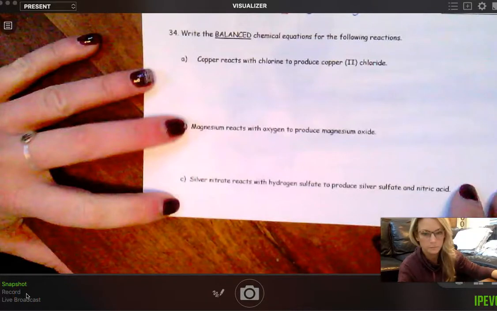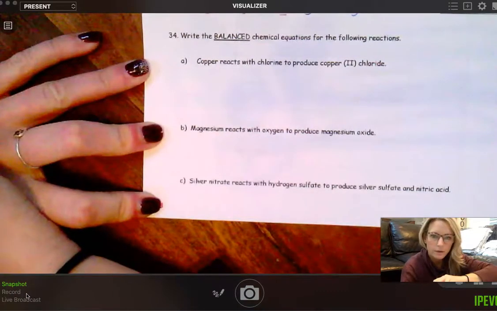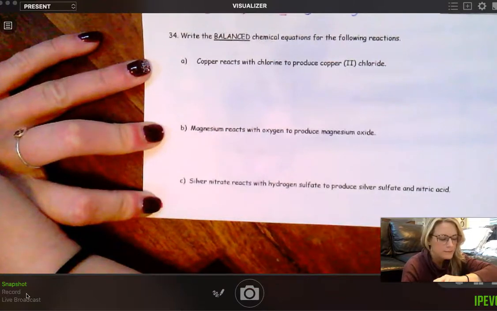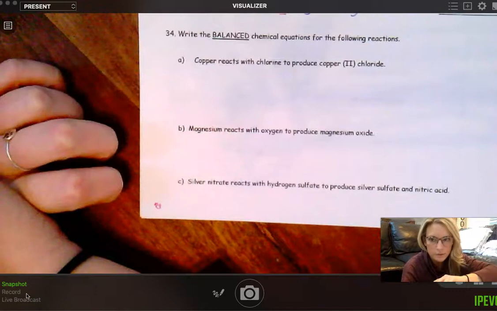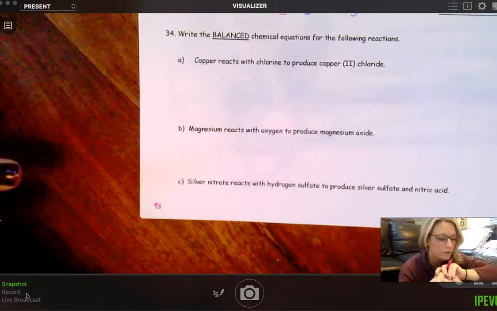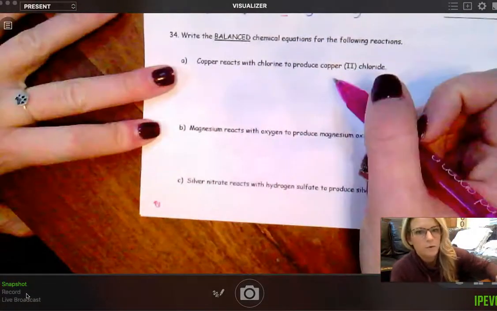Hey guys, let's look at number 34. Specifically, this is how to write the equation from a word problem. I'm looking specifically at number 34 on your study guide, just so you have a reference sheet that you can follow along with.